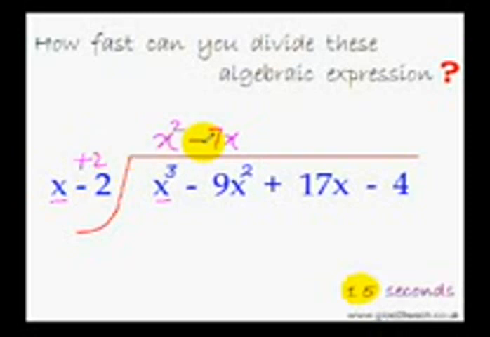Plus 2 times minus 7x is minus 14x. Minus 14x plus 17x is plus 3x. So I'll put plus 3. And this is my final answer.